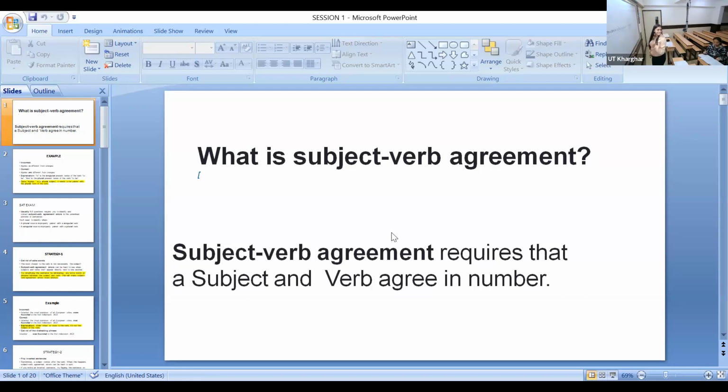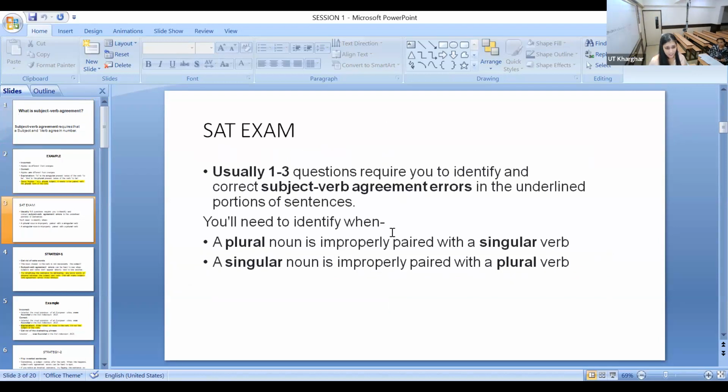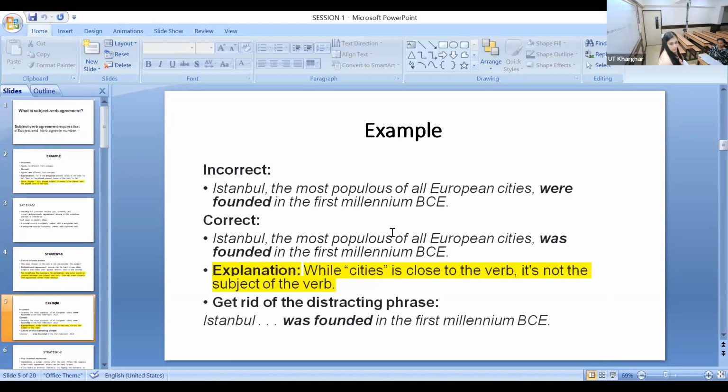Singular verbs with singular and plural verbs with plural. Yes, so it's exactly about the number, and this strategy we are using in most of the sessions, actually nine sessions, to be very honest. So we discussed getting rid of extra words and simplifying the sentence, remember? So this is what we did, and then we were also doing that word founded should be was founded.